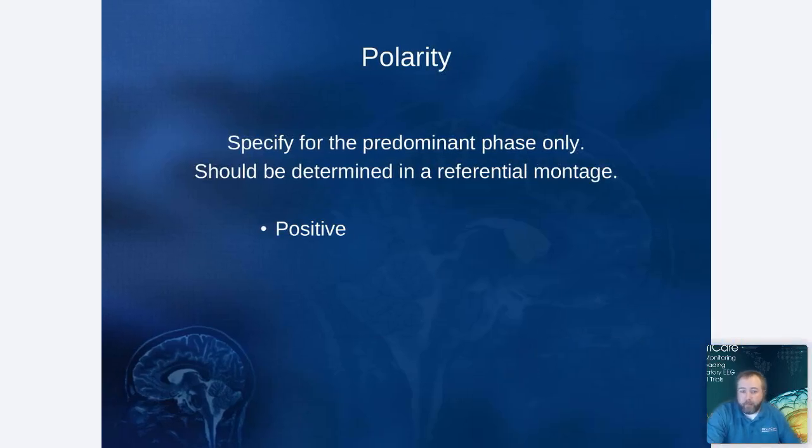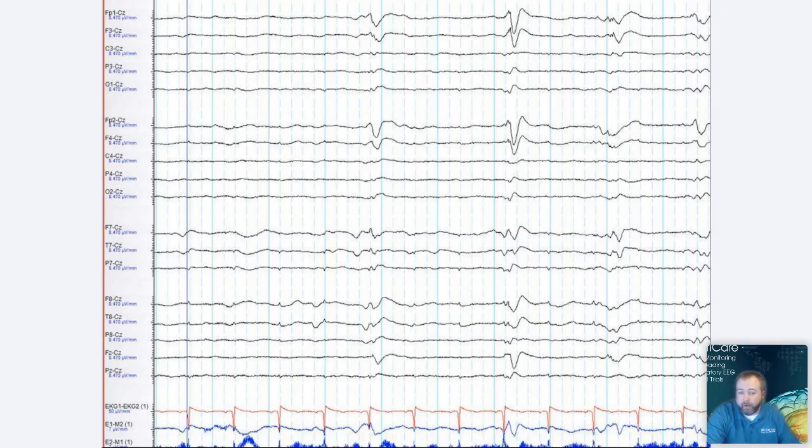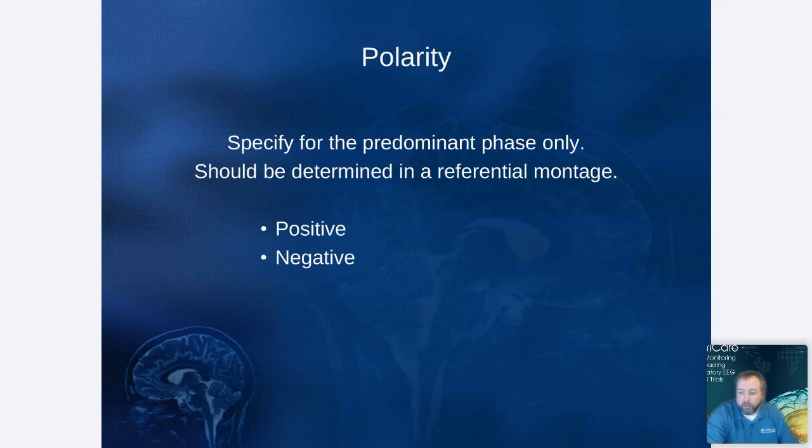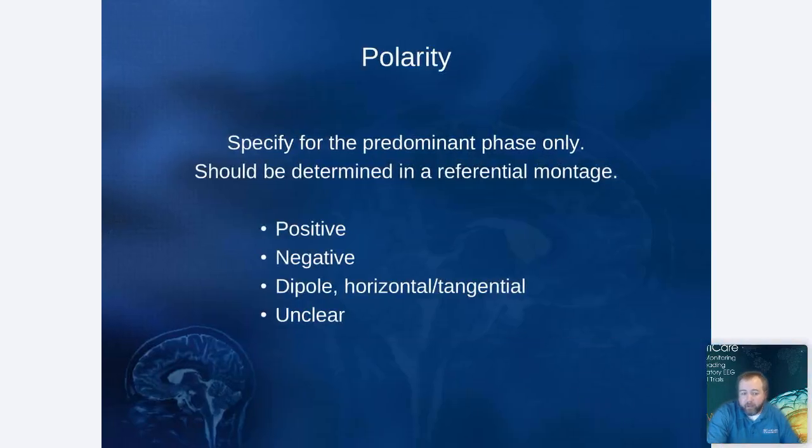So polarity, again, just specify for the predominant phase only. It should be determined on a referential montage, whether you've got a positive polarity. So here you have GPDs with a positive polarity or a negative polarity. Here's some sharply contoured LPDs with a negative polarity. Or whether it's a dipole or unclear. Describe the typical discharge. This applies to periodic discharges and spike or sharp components of spike waves, but not RDA.